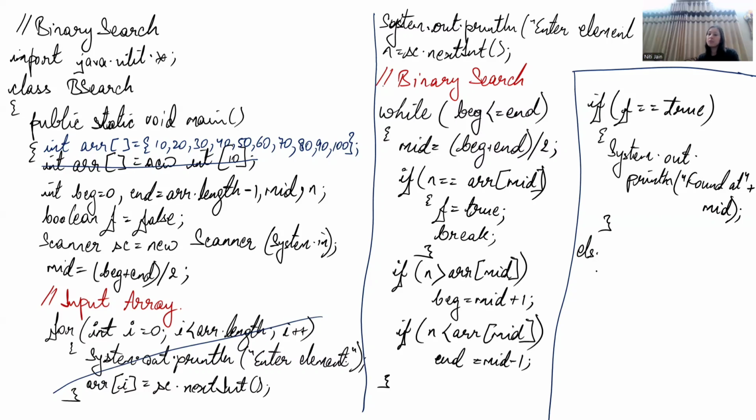Else, what do I need to do? I need to say that the value does not exist or I am not able to find the value. println, and within the brackets I will write "the value is not found" or any message that the user or programmer has given. End of main and end of class.